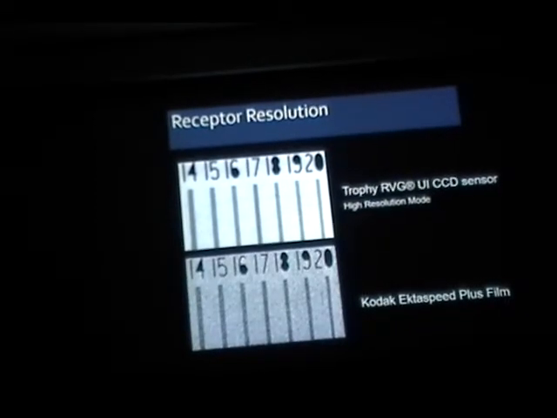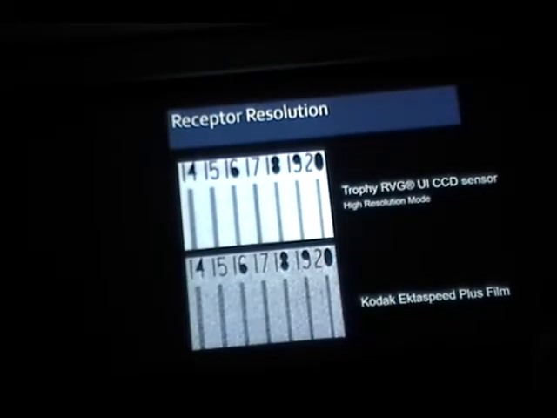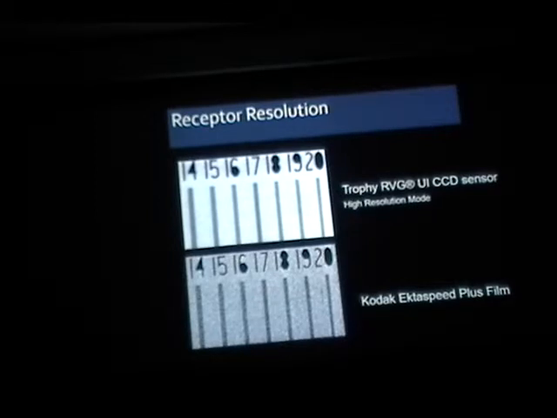So the bottom line is, if you see a high lines per millimeter, it is good, or you can see better images.